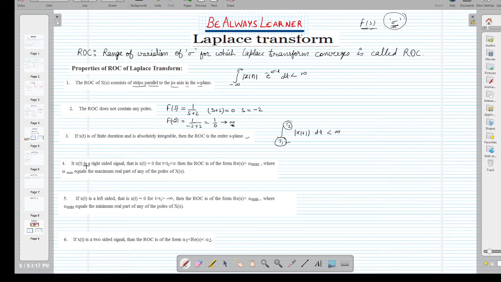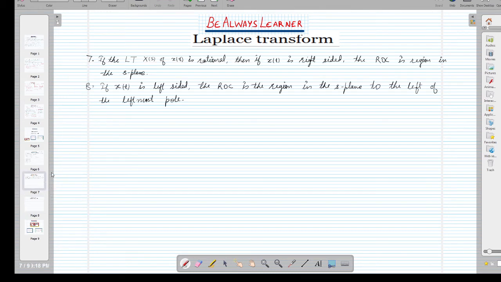The next property is that if x(t) is a right-sided signal, that is, x(t) is 0 for t less than some t naught, then the ROC is of the form real part of s greater than alpha max, where alpha max is the maximum real part of any of the poles in the s plane. To simplify, if the Laplace transform of x(t) is rational and x(t) is a right-sided sequence, then the ROC is a region of the s plane.